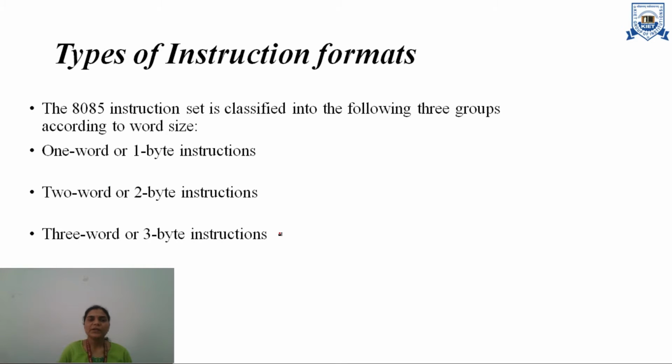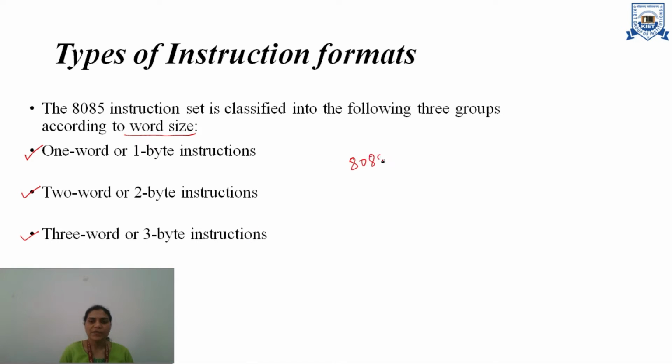Now, what are the different instruction formats? According to the word size, in 8085, we can classify the instruction set into three categories. One, 1-word or 1-byte instructions. Second, 2-word or 2-byte instructions. Next, 3-word or 3-byte instructions.